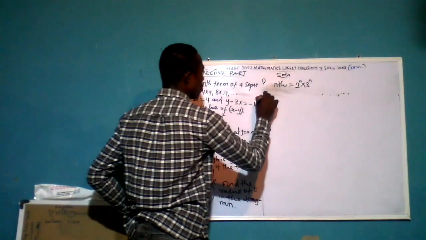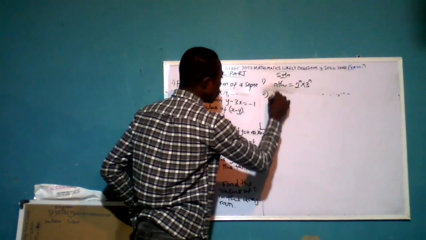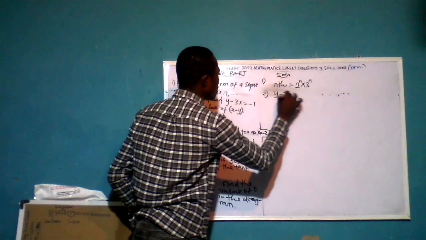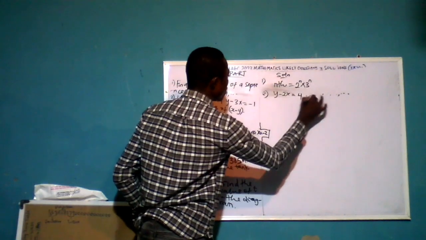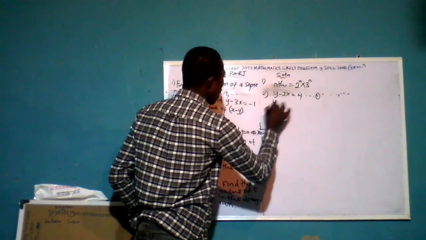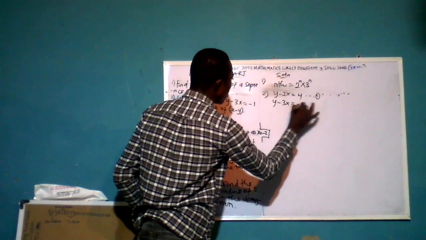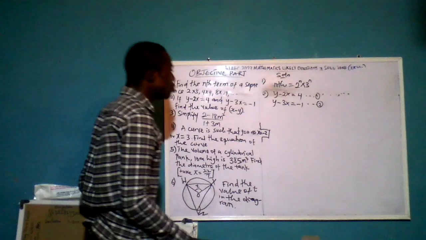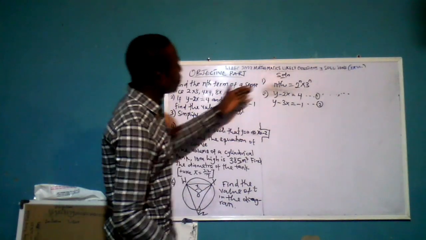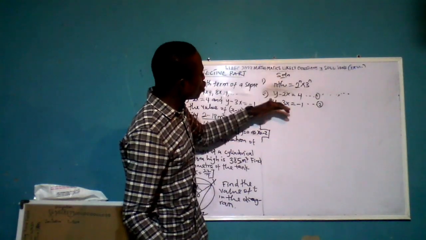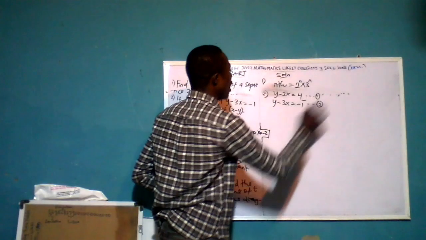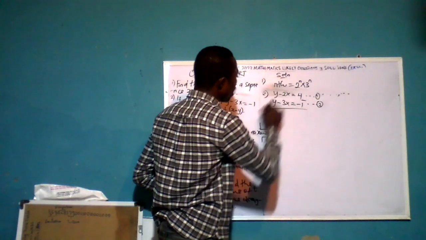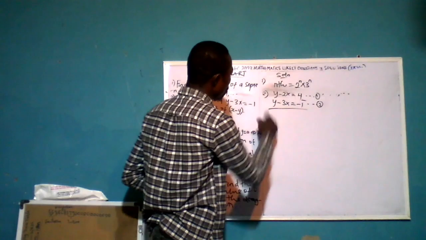Right? Question number 2. Okay, you have y minus 2x equals 4. Call it equation 1. Okay, and also y minus 3x equals minus 1. Call this equation 2. All right, and what do you do to this? If you subtract equation 2 from equation 1, straight away you have y cancel out, because y minus y will be 0, right?